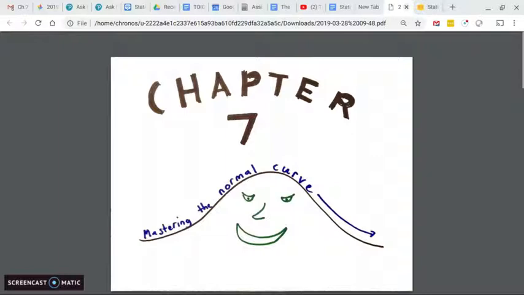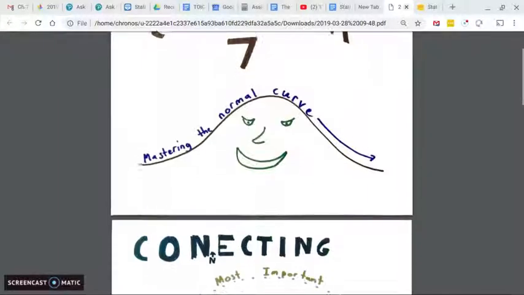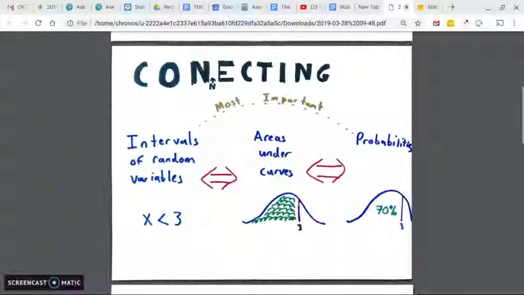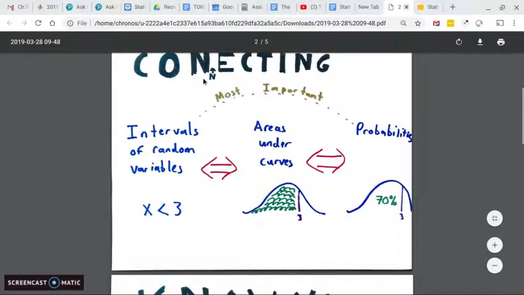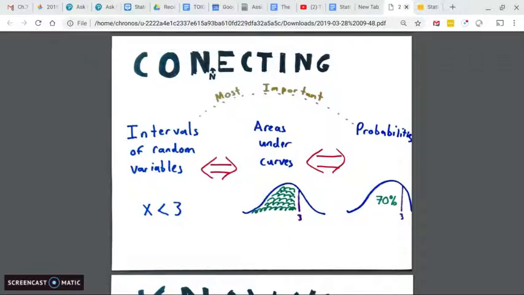Really what you're doing is trying to connect intervals of random variables to probabilities through the normal curve. The assumption is that the random variable is normally distributed in this chapter, and you're connecting intervals of random variables. Say for example, this one right here, where the value of the variable is less than 3. What does that mean in terms of a probability?